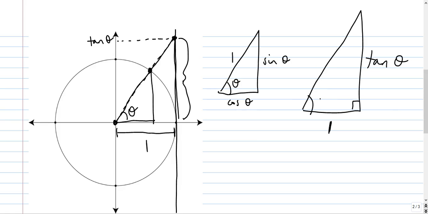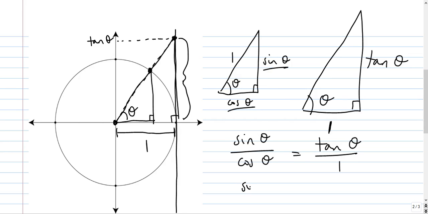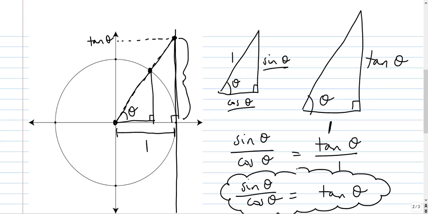Because these triangles are similar in that they share the same angles, they both share this theta and they both share a right angle, and therefore the third angle must be the same, their sides will be in the same ratio. So we see that sine theta over cos theta, which is this side over this side, will be in the same ratio, the same value as tan theta over 1. And simplifying this, we come up with our second ratio, sine theta over cos theta equals tan theta. So this is our second ratio.